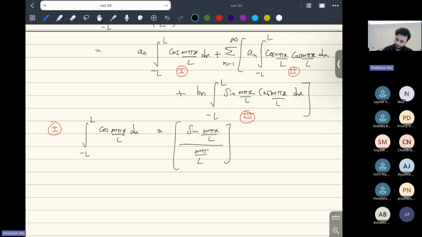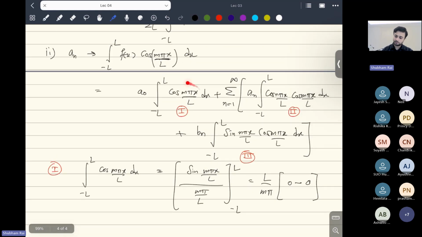I have not substituted v here, but we can also do that: we can put pi x by L equal to v, and everything will transform as we have done before. I want to show you that we can do it this way as well. So it will be L by m pi. If you substitute L here, you get m pi, and sine m pi will be 0, it doesn't depend on the value of m. Then minus, you put minus L, you get sine of minus m pi, which is also 0. So this first term goes to 0, and that's why this whole term will also go to 0.